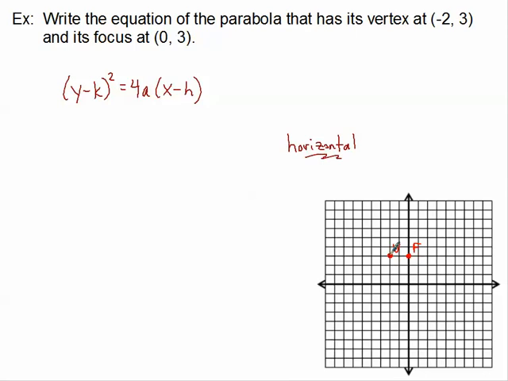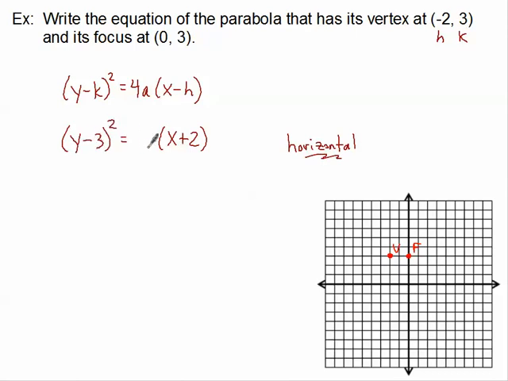So we already have the vertex. In fact, we have that with h and k. If h is negative 2, then right here we're going to have the x plus 2. And if k is 3, then over here we're going to have y minus 3, quantity squared.